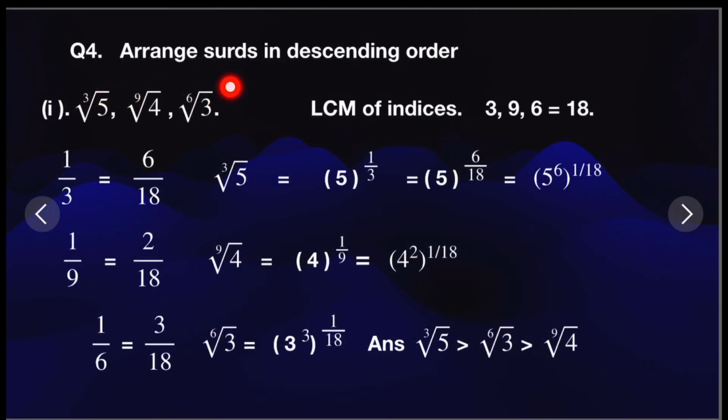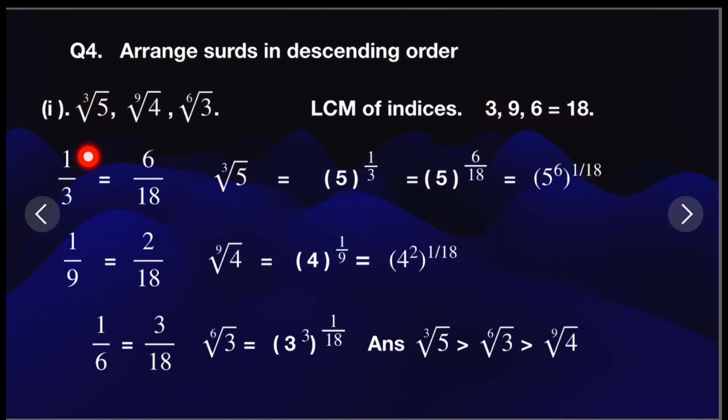Question 4. Arrange surds in descending order. So these are the given surds. Now look at the order. They are all different orders. We are going to make the order of the surds the same. For that, we are going to take the LCM of these orders. So LCM of 3, 9 and 6 is 18.